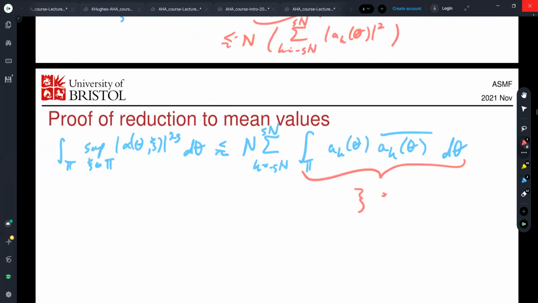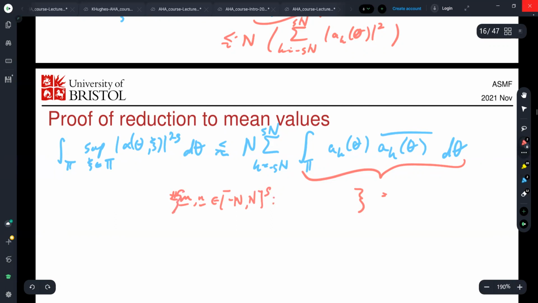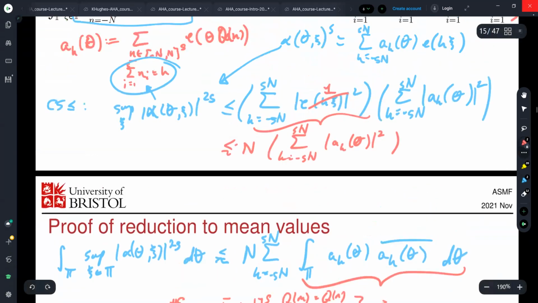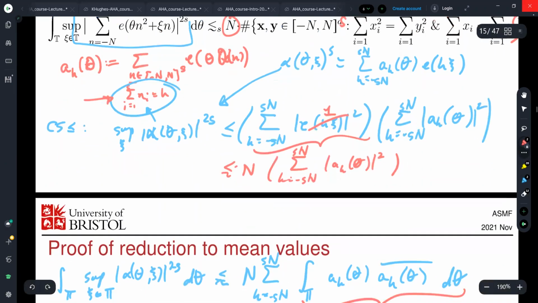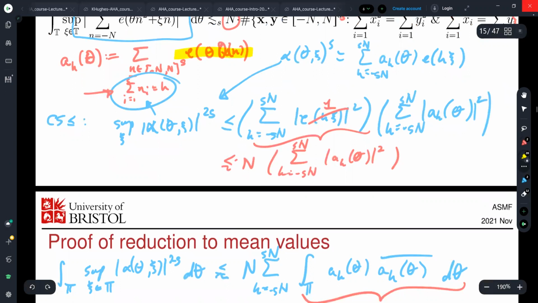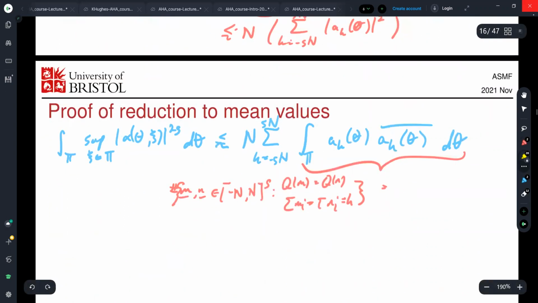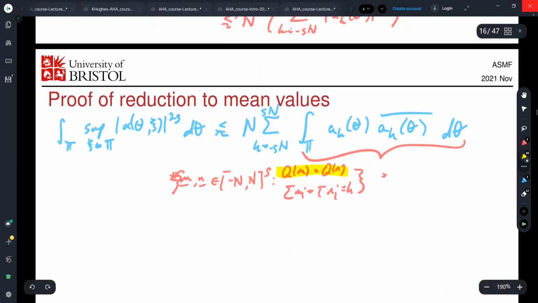So it's the number of m and n in minus n to n to the s, such that q of m is equal to q of n, and the sum of the m_i equals the sum of the n_i equals h. All right, why is that? It's because the sum is restricted to those n_i's having this linear condition. But when I integrate over theta, I'm going to pick out by orthogonality this condition for q because of these exponentials. Okay, so that gives me this when I actually do the integration.